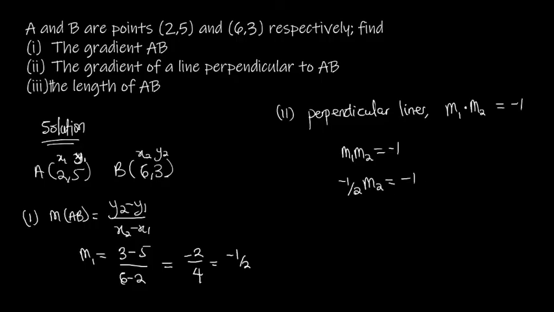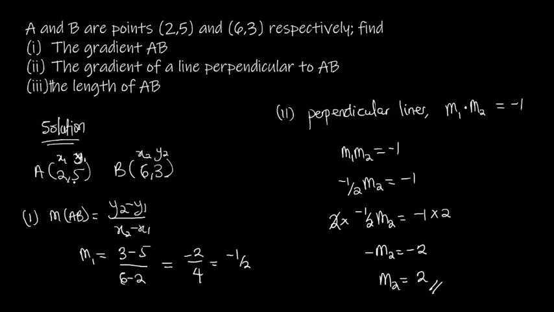So I have a fraction here, I need to get rid of it. So I multiply both sides by 2. So I have 2 multiplied by negative 1 on 2, m2 is equal to negative 1 multiplied by 2. This will cancel this. I have negative m2 is equal to negative 2. I divide both sides by negative, and I have my m2 to be equal to 2. So therefore, it means the gradient of my line perpendicular to AB is 2.